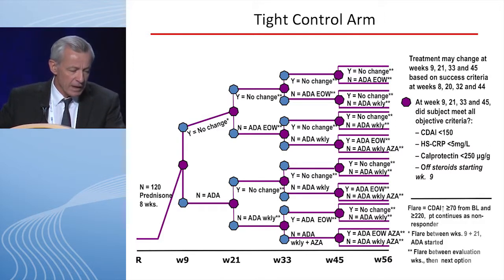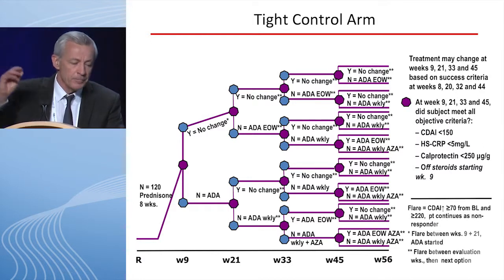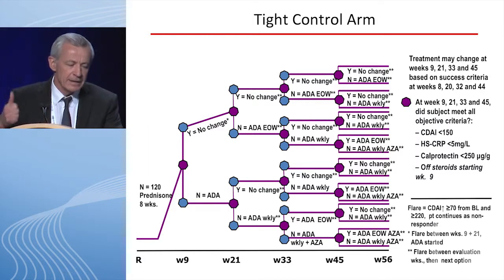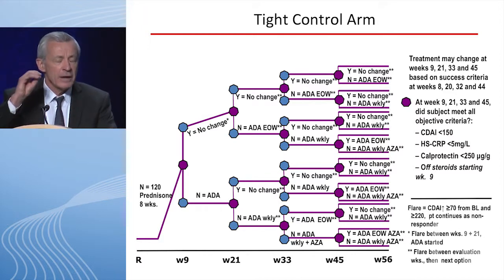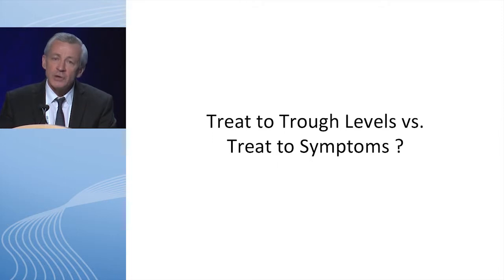to week 45, in this tight control arm, the patient is stepped up based on CDAI, CRP, and Calpro, meaning that even if the patient is doing well at a visit clinically, if CRP is still high or calprotectin is still high, we step up the patient. So this will answer this question as well. Should we treat to trough versus treat to symptoms?